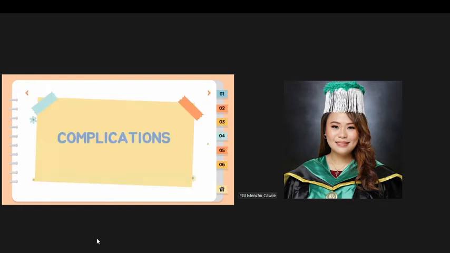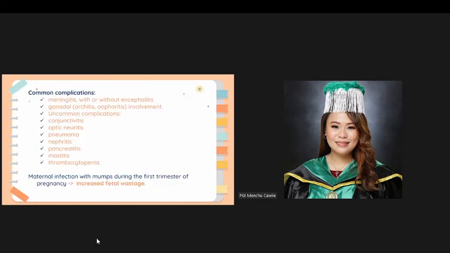So for complications, the common complications would include meningitis with or without encephalitis. And for the gonadal involvement, this would include orchitis and oophoritis. Maternal infection with mumps during pregnancy can lead to increased fetal wastage. There are no fetal malformations that have been associated with intrauterine mumps infection. However, perinatal mumps disease has been reported in infants born to mothers who acquired mumps late in gestation.